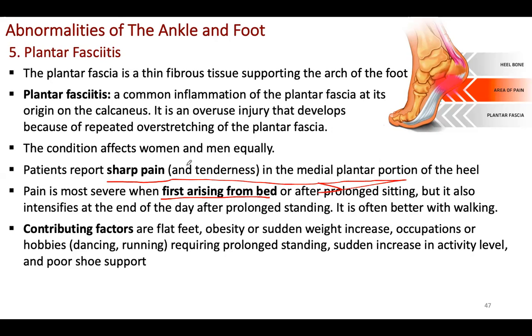It affects women and men equally. Contributing factors: flat feet, obesity, sudden weight increase, occupations or hobbies like dancing and running. So dancers, that's common in dancers, requiring prolonged standing, sudden increase in activity level, and poor shoe support.